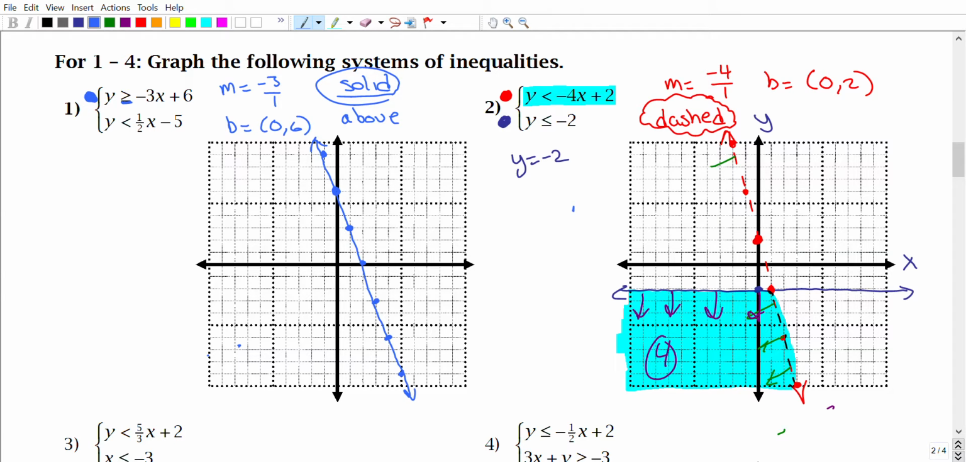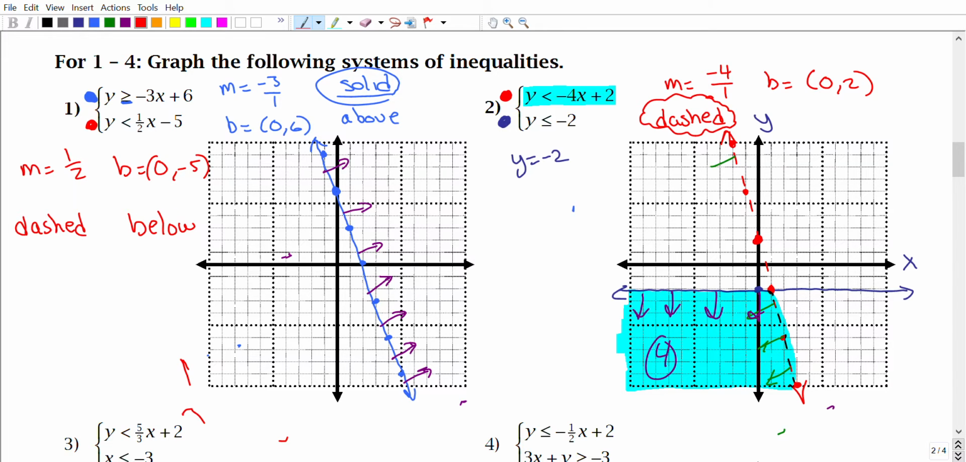I'm actually going to represent shading above by using arrows, just like we did in that first example problem. I'm going to leave it at that because I still have to draw my second inequality. So I'm going to do this other one in red. My slope for that one is 1/2. My y-intercept is (0, -5). It's a y is less than, so no equal to, meaning I have to do a dashed line. And again, it's a less than, meaning I have to shade below.